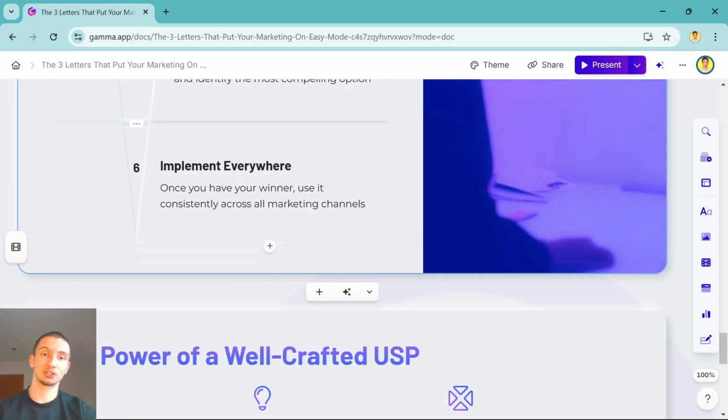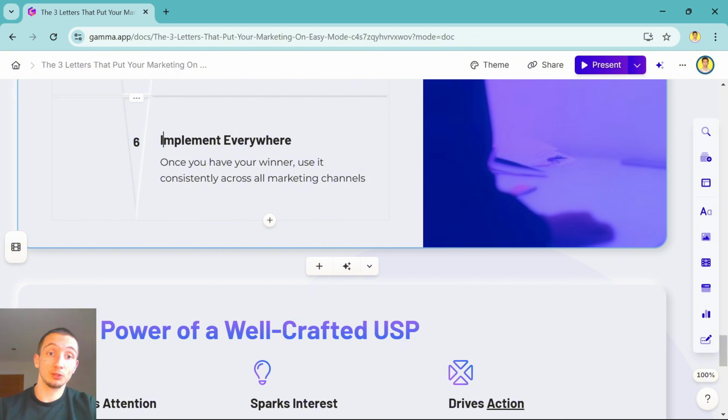And the 6th step is to just implement it everywhere. You need to be blasting it out. What good is a USP if nobody sees it? Your USP isn't worth anything. People need to be seeing your USP, because once you have your winner, you need to use it consistently across all of your marketing channels, everywhere.